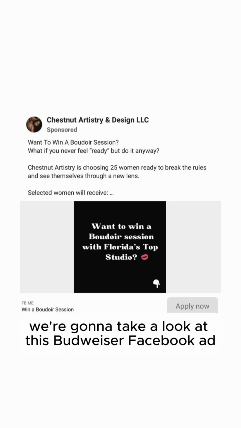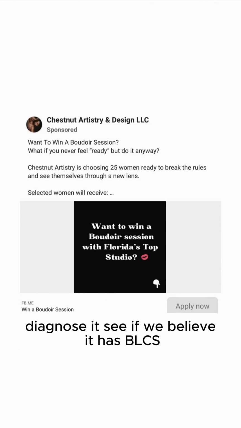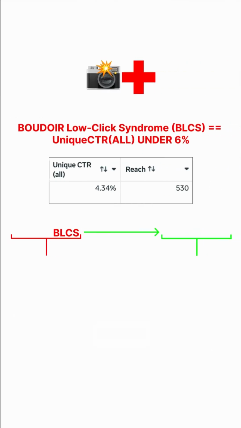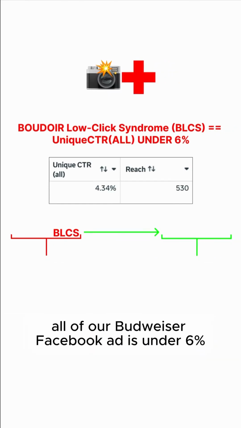All right, y'all, we're going to take a look at this Boudoir Facebook ad, see if we believe it has BLCS, diagnose it, see if we believe it has BLCS, aka Boudoir low click syndrome. BLCS, also called Boudoir low click syndrome, is when the unique CTR all of our Boudoir Facebook ad is under 6%.